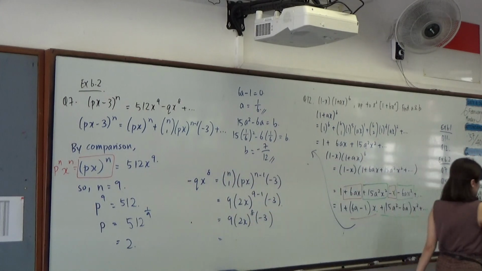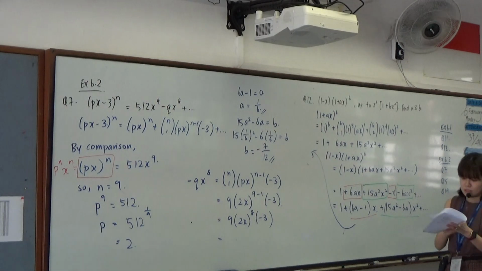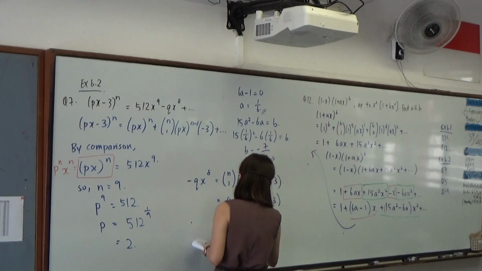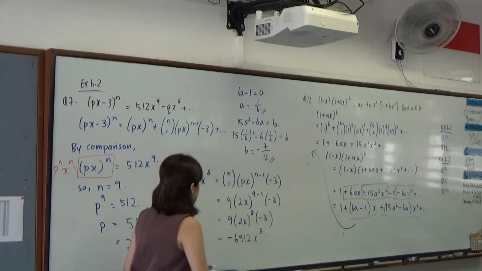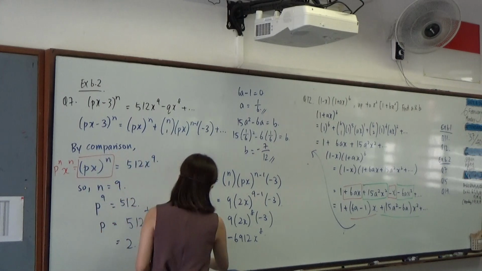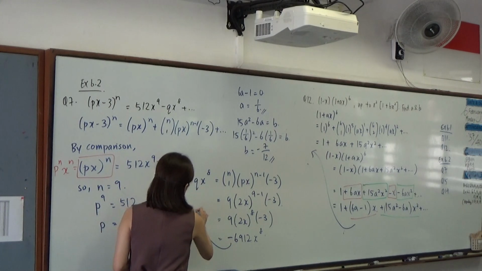So 9 times 2 to the power of 8 times negative 3 will give us negative 6912x to the power of 8. Therefore, q will be 6912.